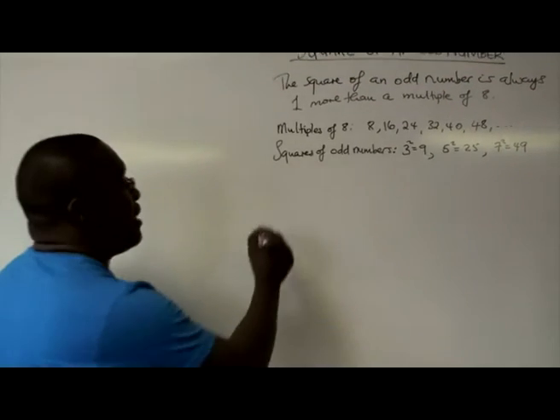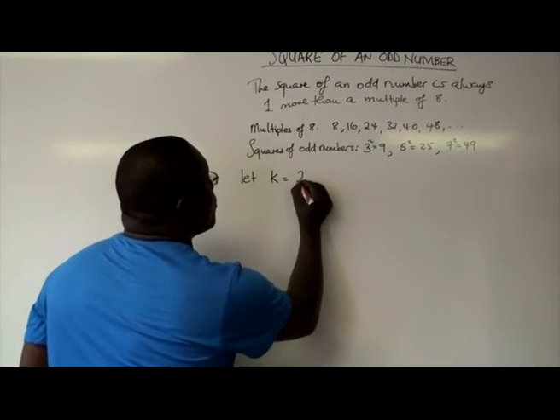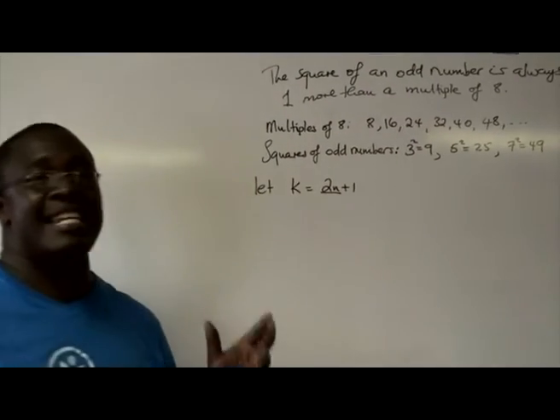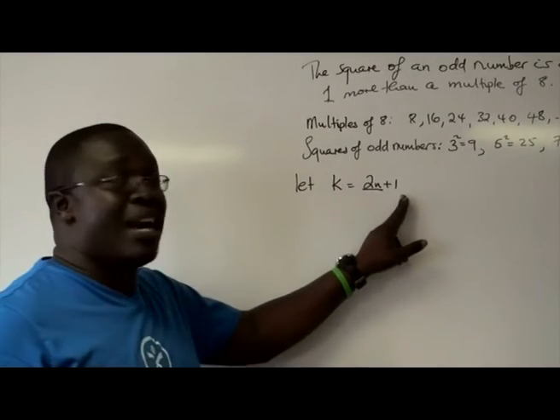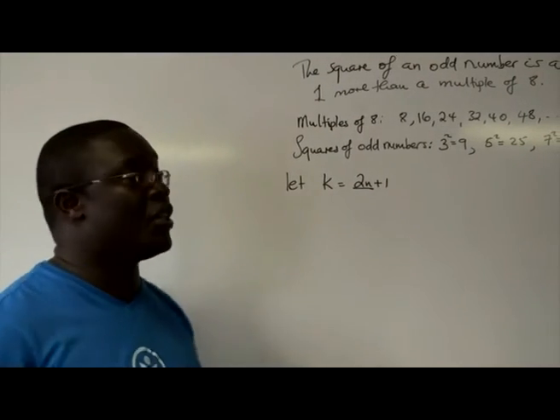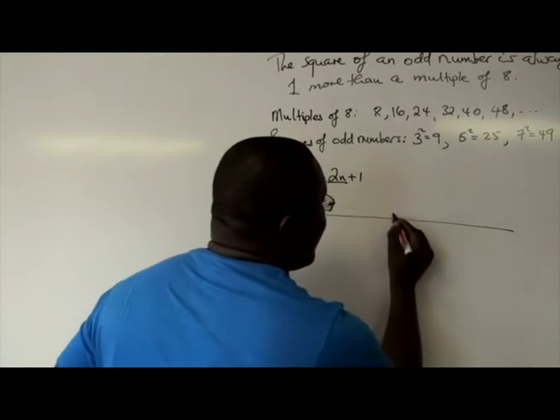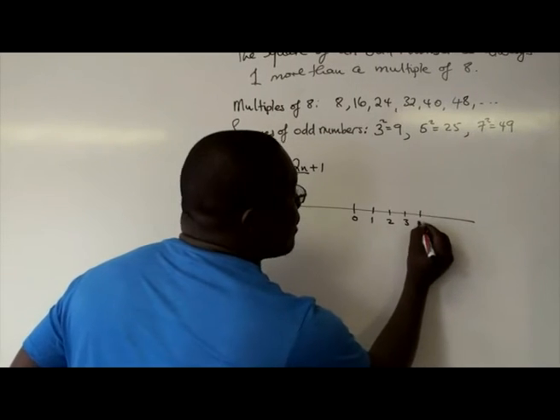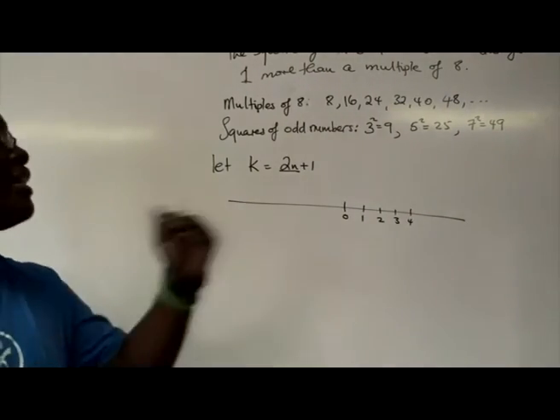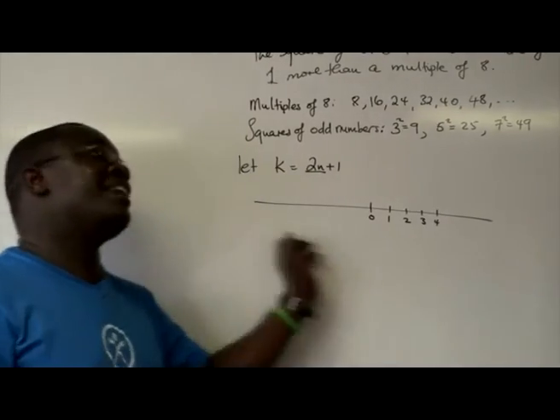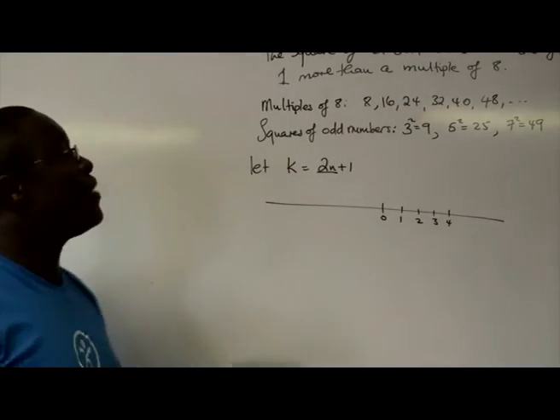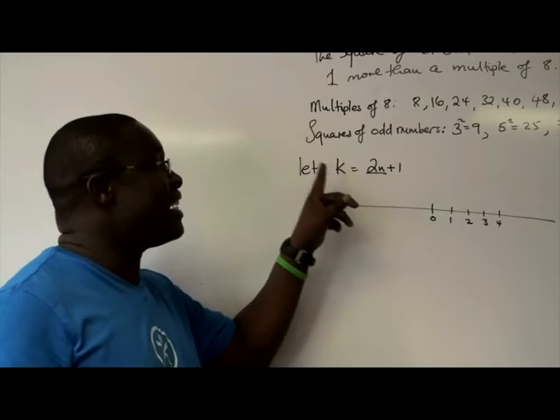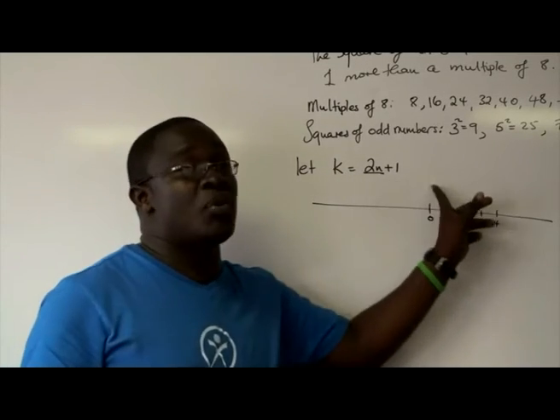And to do that, let k be equal to 2n plus 1, where we're saying that this 2n represents an even number. So an even number plus 1 should give you an odd number, because on the number line, you find that it's going to be odd, even, odd, even, odd, even, like that. So the trend continues in the positive and also the negative side. So we know that an even number plus 1 will give you an odd number. That's why we say let k, the odd number, be equal to 2n plus 1.